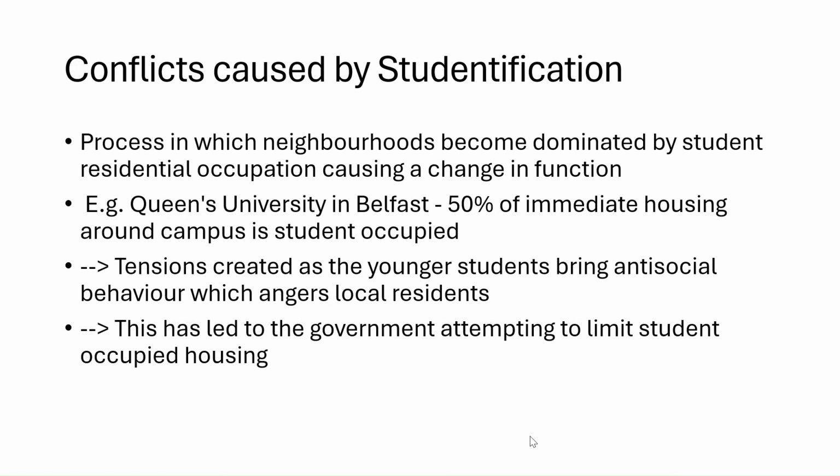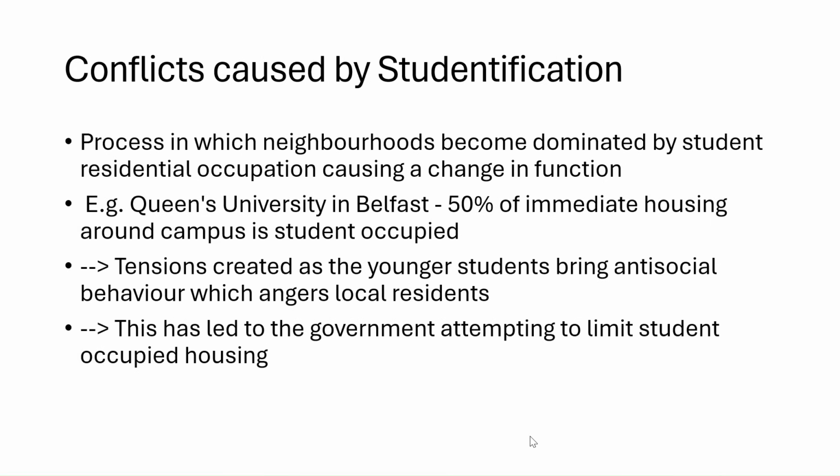And it's just this idea that in cities with universities, a lot of developments and regeneration projects will focus on housing students. And this often leads to conflicts. A good example of this would be Queen's University in Belfast, where 50% of immediate housing around campus is student occupied. And this will actually create tensions as younger students bring antisocial behavior, which angers local residents. And yeah, it just creates tensions between people.